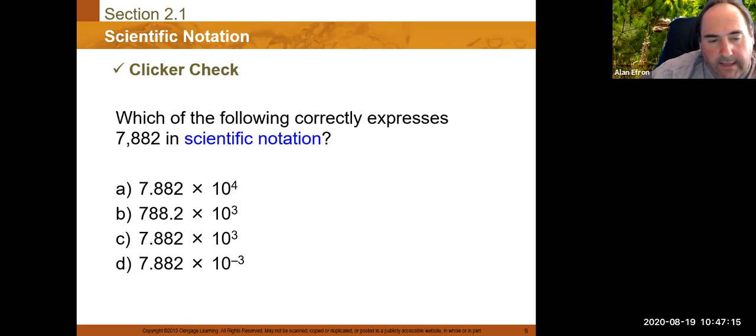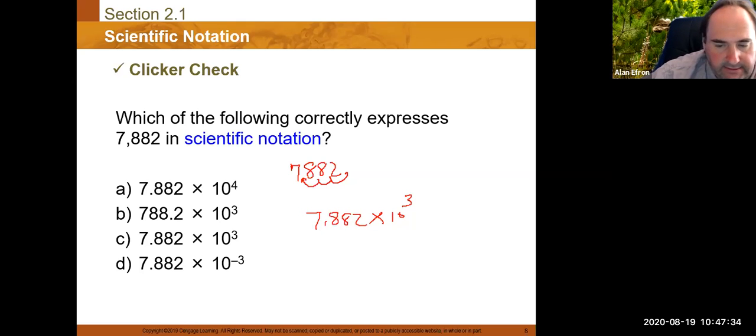Okay, so we have 7882. Again, we would assume the decimal is here, so we're going to go 1, 2, and 3 places to the left. It was a big number, so that will give us 7.882 times 10 to the 3. And yes, I do see C. That looks good. C is the right answer there.